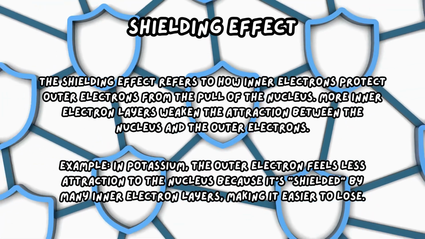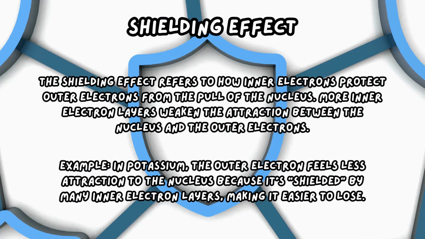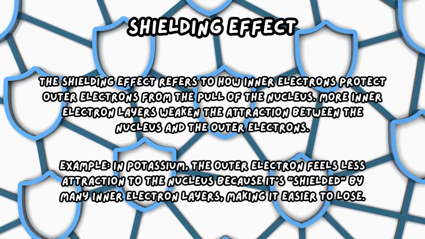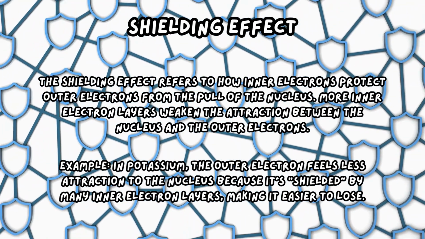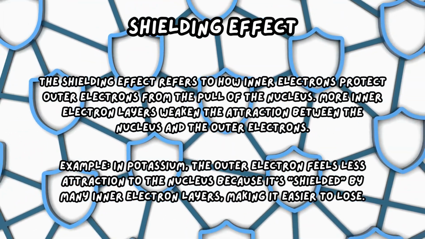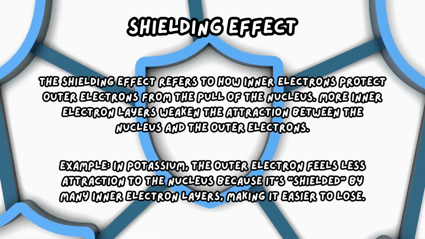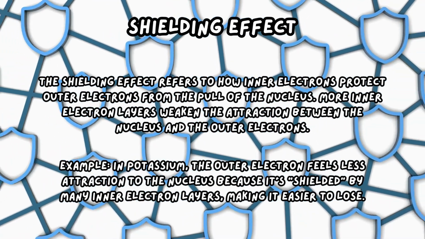Shielding effect. The shielding effect refers to how inner electrons protect outer electrons from the pull of the nucleus. More inner electron layers weaken the attraction between the nucleus and the outer electrons. Example, in potassium, the outer electron feels less attraction to the nucleus because it's shielded by many inner electron layers, making it easier to lose.